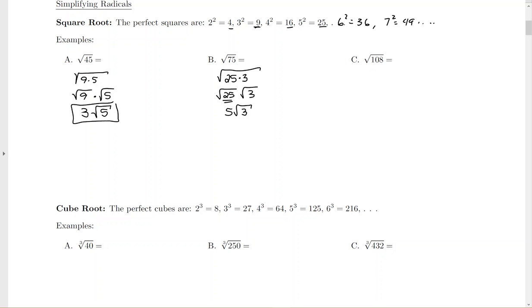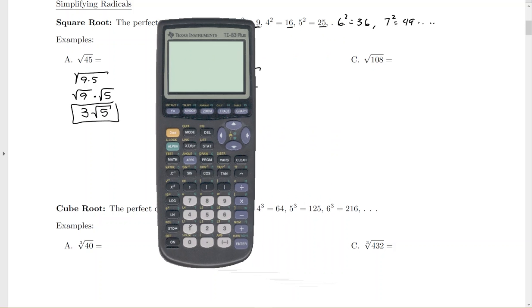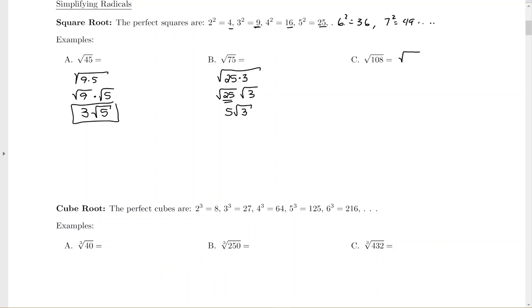For 108, again, using your calculator, just try it. 108 divide by, pick 49. Nope, didn't work. 108 divide by 36. Yep, 3. So this is the square root of 36 times 3. Break up the radical and then simplify it down.